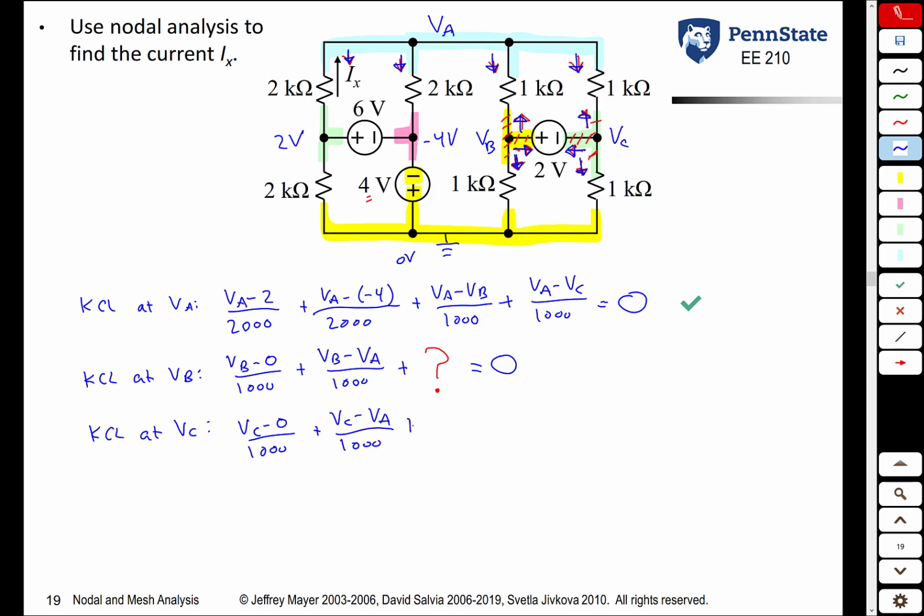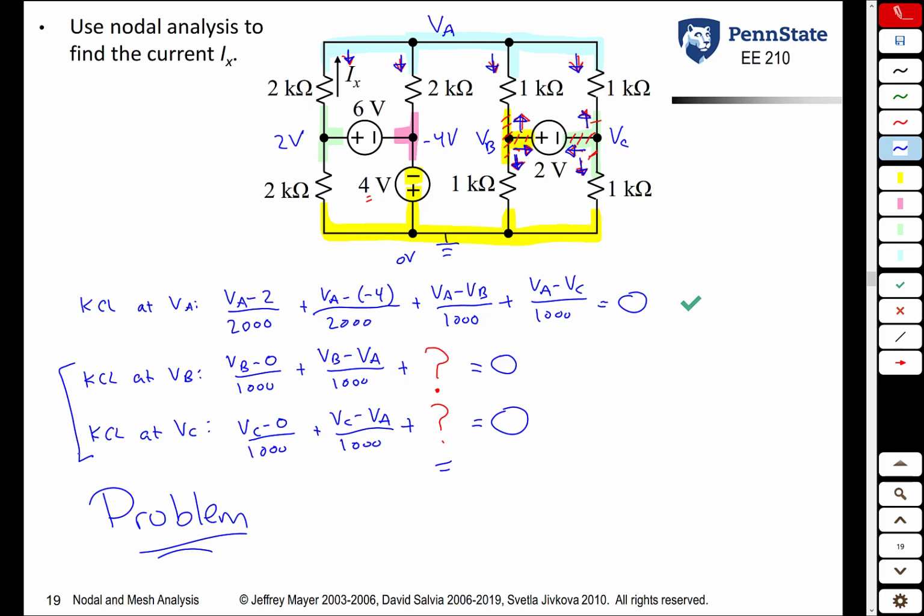Once again, we have a problem. We do not know what the current through a voltage source is. We have no way to express that. So this equation is true, but we can't solve it because we don't know what goes into this question mark. So we have a problem. And the problem once again is, because the voltage source is floating, we don't know the voltage at either end of the voltage source. So we need to write a KCL equation. But because we don't know the current through the voltage source, we can't write a KCL equation.